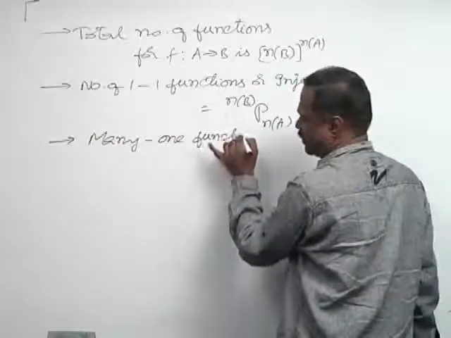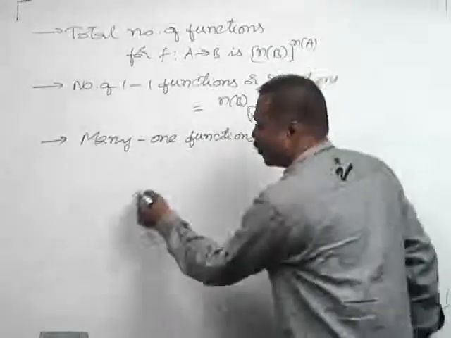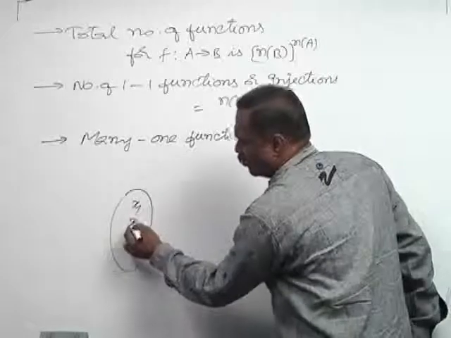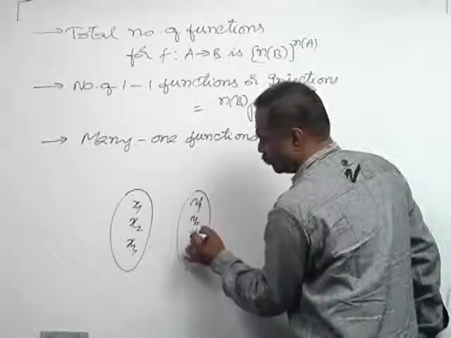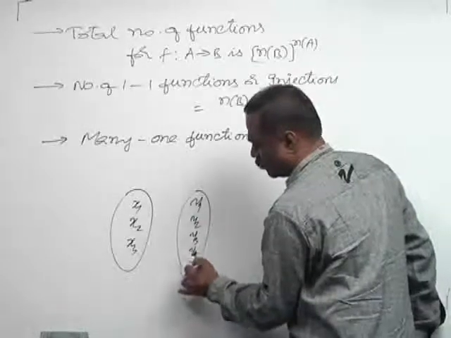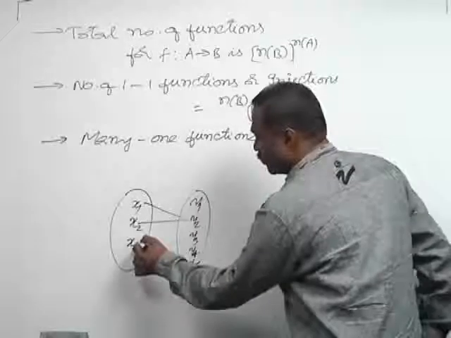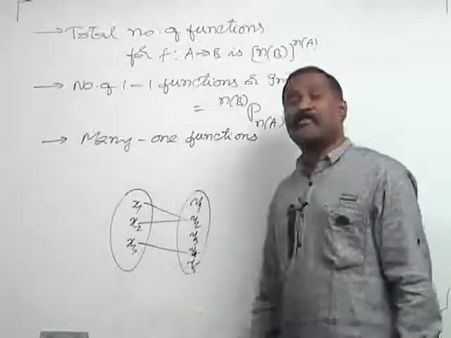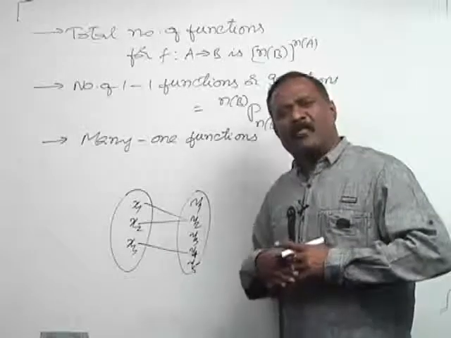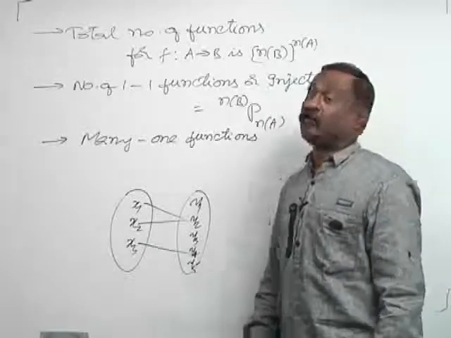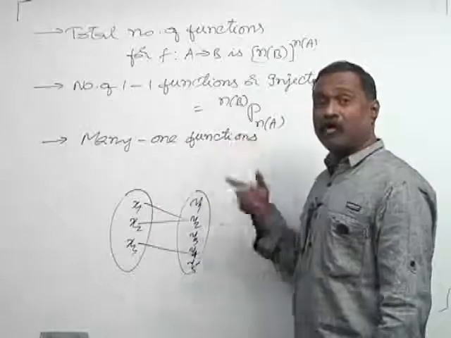How do you understand this? A many-one function is one where at least 2 elements of set A map to the same element. Then it is said to be a many-to-1 function. Understand that all non-1-1 functions are many-to-1 functions. What did I say? All non-1-1 functions are many-to-1 functions.